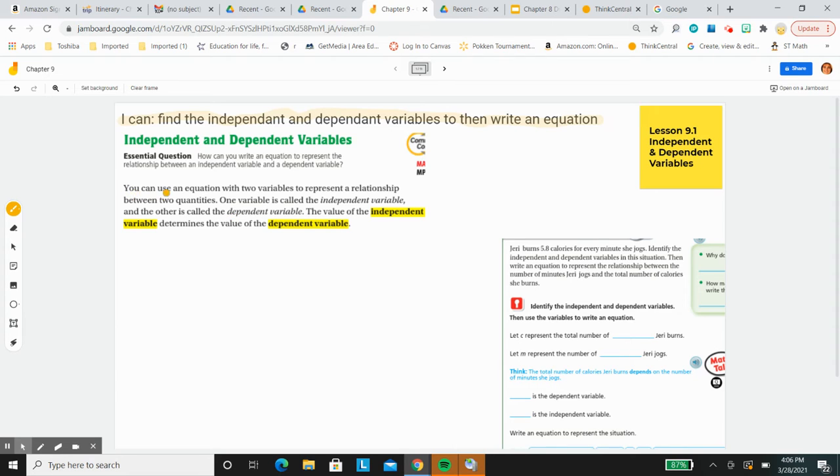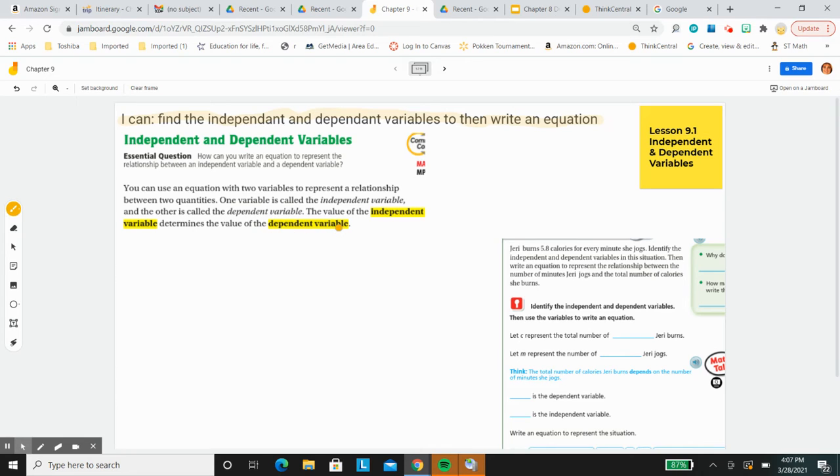Here it says in our book that you can use an equation with two variables to represent a relationship between two quantities. One variable is called the independent variable, and the other is called the dependent variable. The value of the independent variable determines the value of the dependent variable.